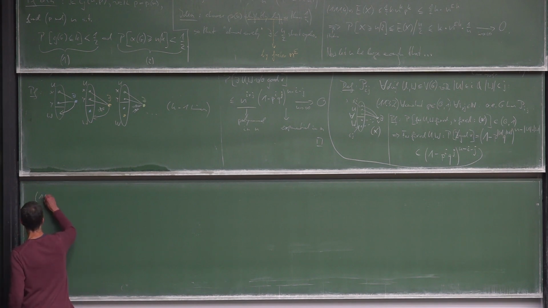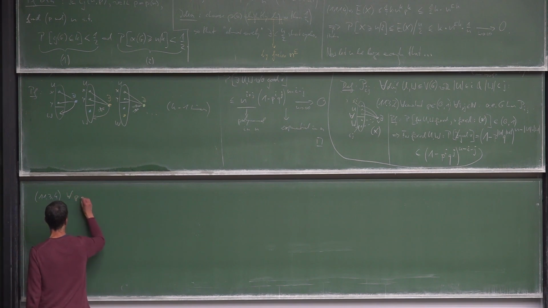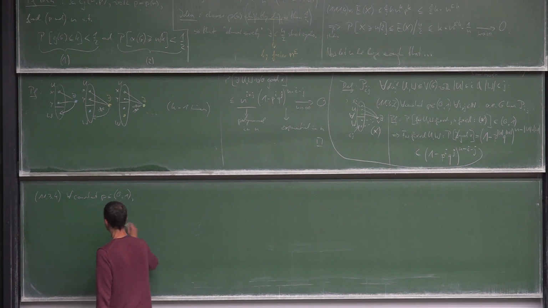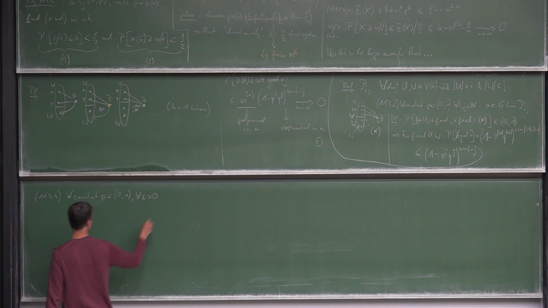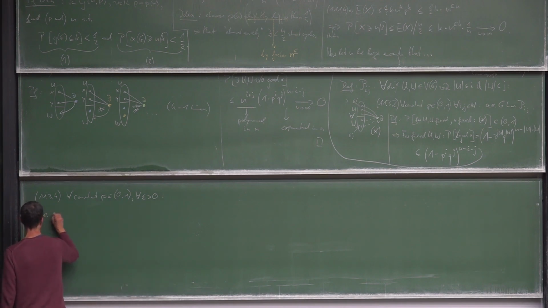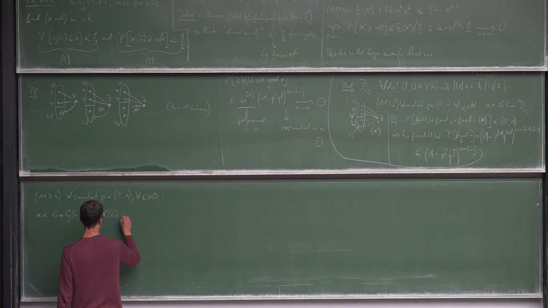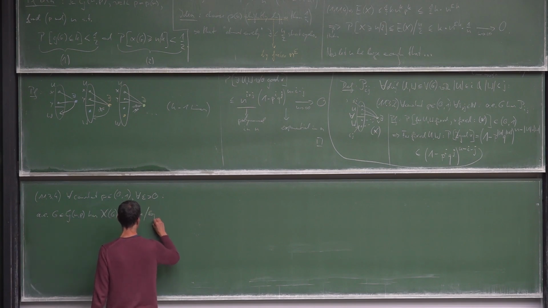Right, so 1134: for every constant p in (0, 1), and for every epsilon, almost every g in G(n,p) has chromatic number bigger than C times n over log n. That's huge.